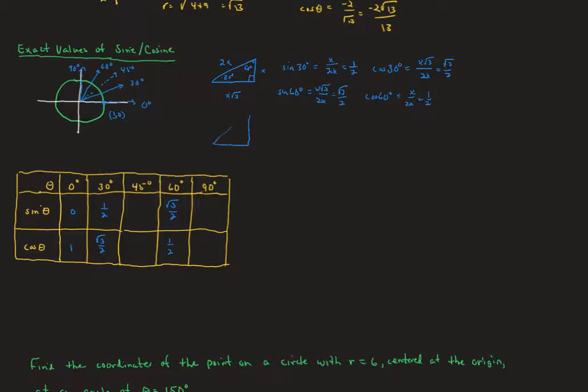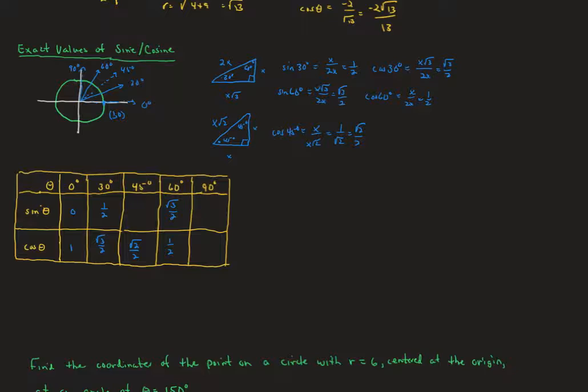Let's look at the 45, 45, 90 triangle. We remember that the side lengths go x, x, and x times the square root of 2. So the cosine of 45 degrees, looking at this 45-degree angle here, is the adjacent over the hypotenuse, which is 1 over square root of 2, and after we rationalize that, that's the square root of 2 over 2. So the cosine of 45 degrees is square root of 2 over 2.